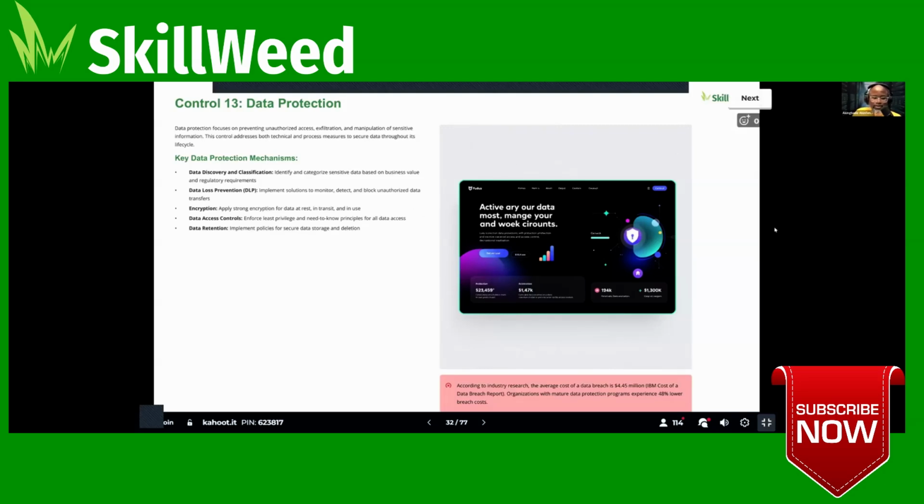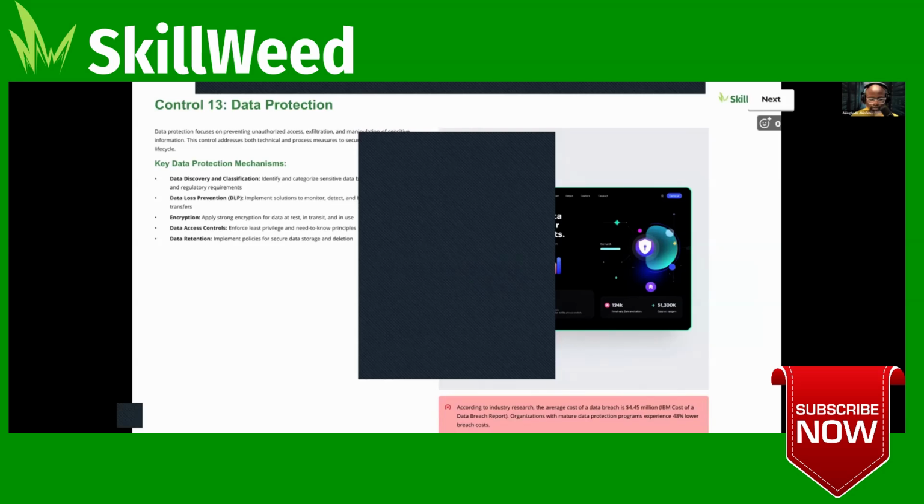Okay. Control 13, data protection. Again, we can agree one of the big issues out there today is data exfiltration. Can we all type data exfiltration if you don't mind? Data exfiltration. Exfiltration.